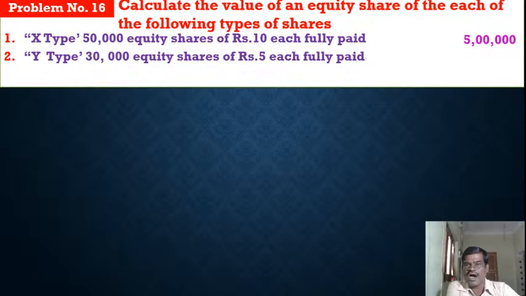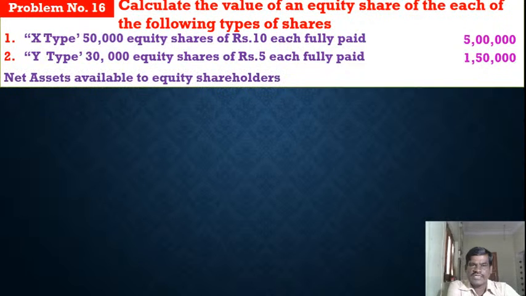Next one, Y type: 30,000 equity shares of rupees 5 each fully paid. In the X type the face value is 10, in the Y type the face value is 5. 30,000 shares into 5, how much rupees? 1,50,000. The net assets available to equity shareholders, how much rupees? 10 lakh. Net assets available to equity shareholders, rupees 10 lakh.